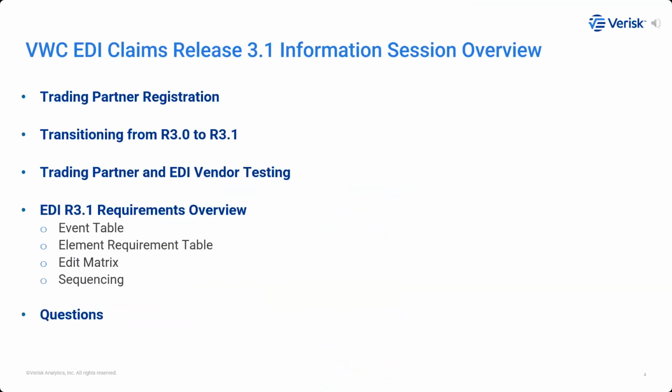During this session, we will go over the trading partner registration process, discuss in detail the transition from Release 3.0 to 3.1, go over the requirements for trading partner and EDI vendor testing. We will go over the 4 different tables that outline our 3.1 requirements, and then we will also provide additional detail on how you may obtain answers to any questions you have after the presentation.